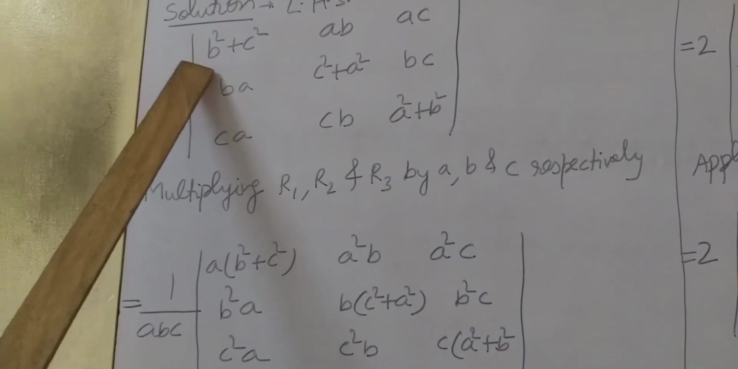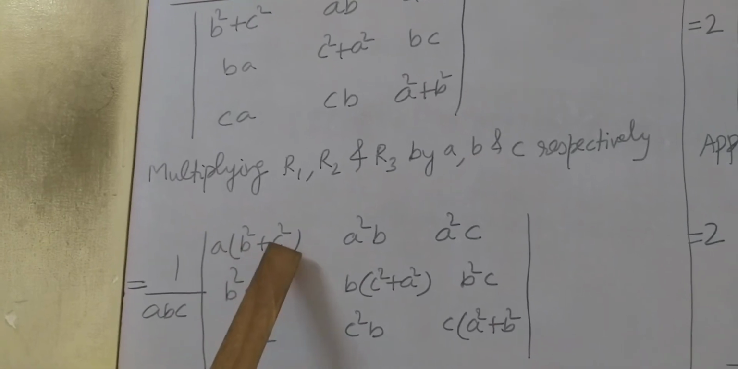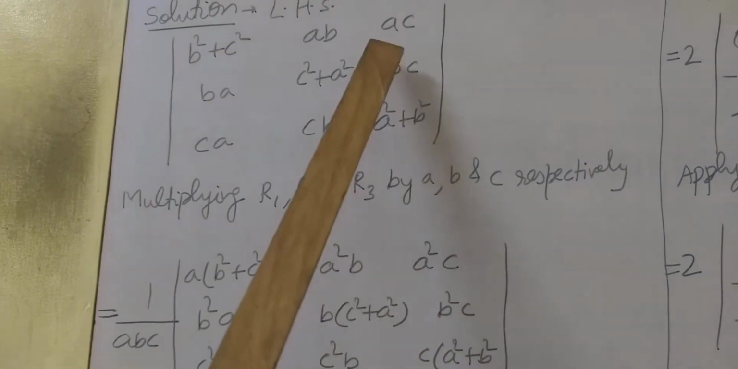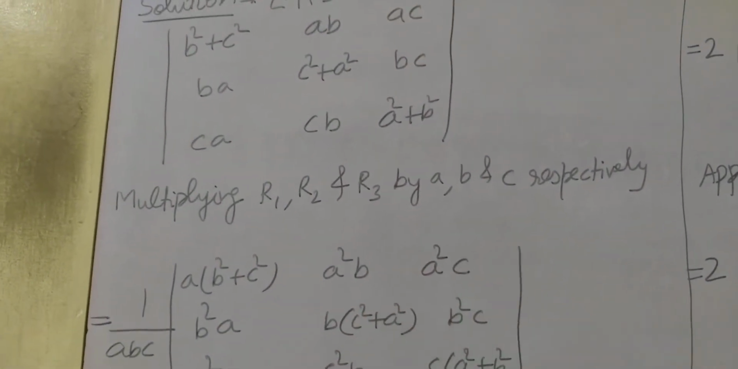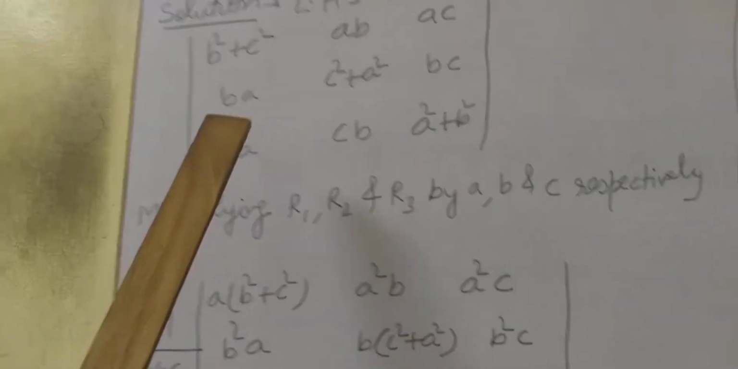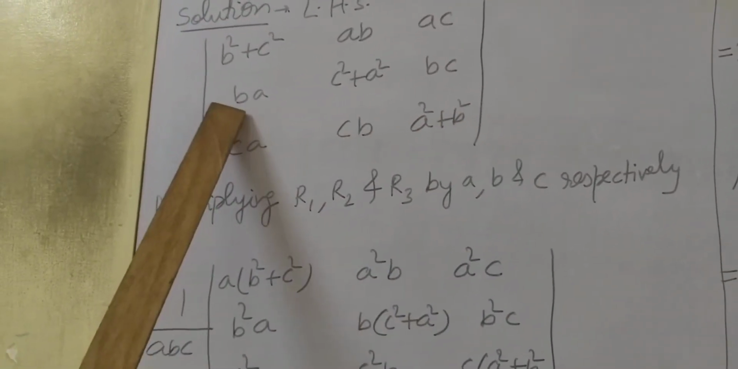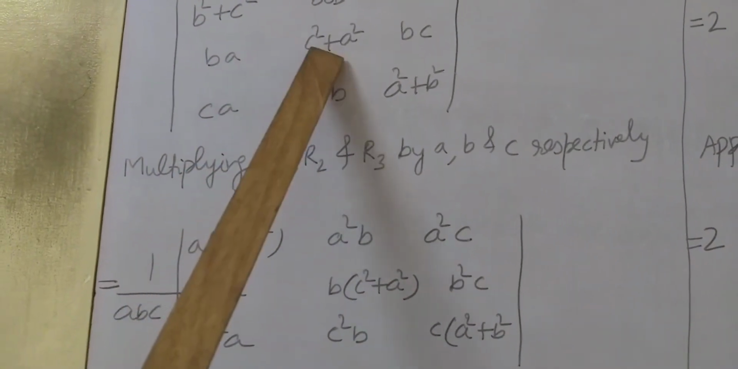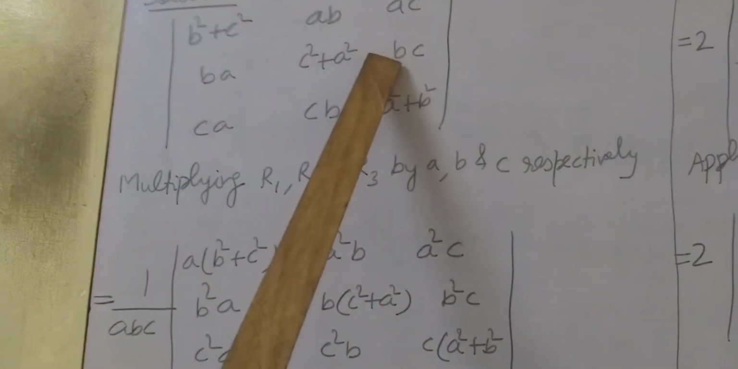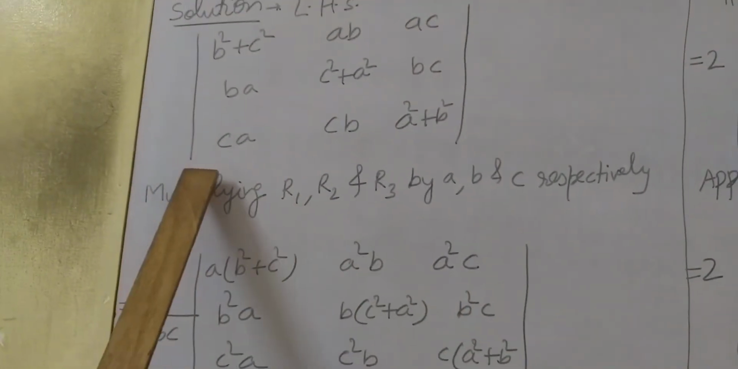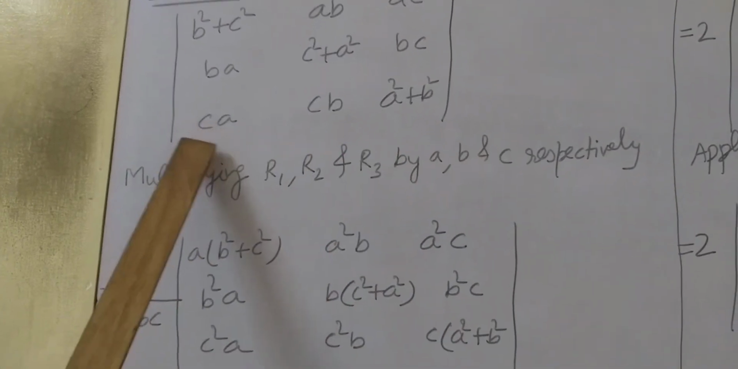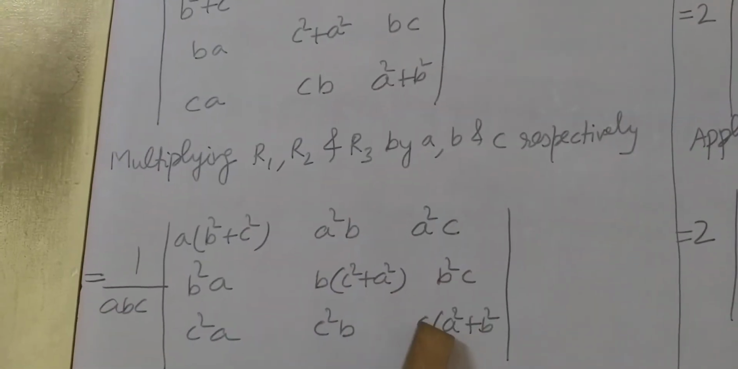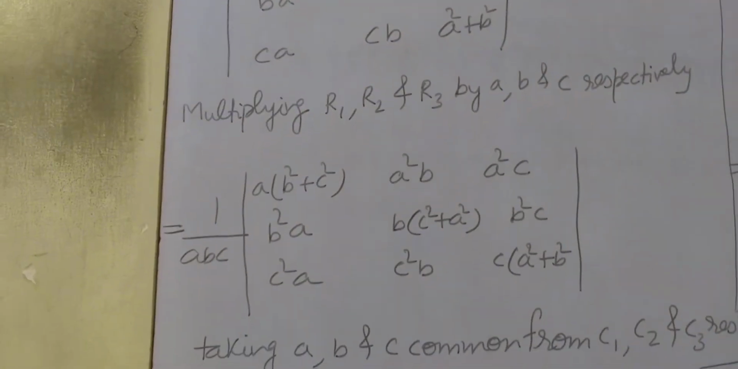When the first row is multiplied by A, we get A times (B square plus C square), A square B, A square C. Now the second row is multiplied by B: B square A, B times (C square plus A square), B square C. Now the third row is multiplied by C: C square A, C square B, C times (A square plus B square). Okay students.